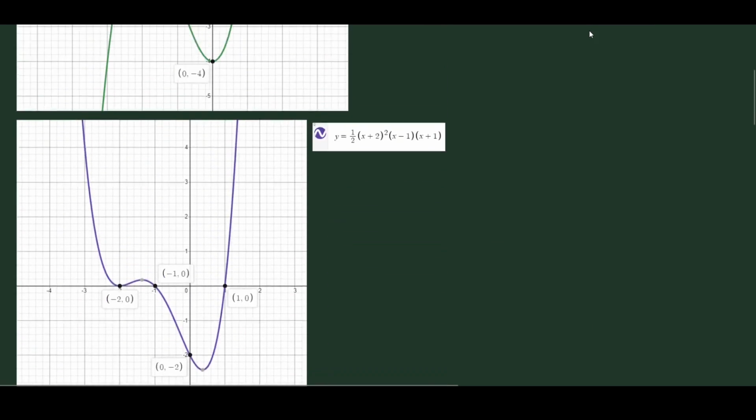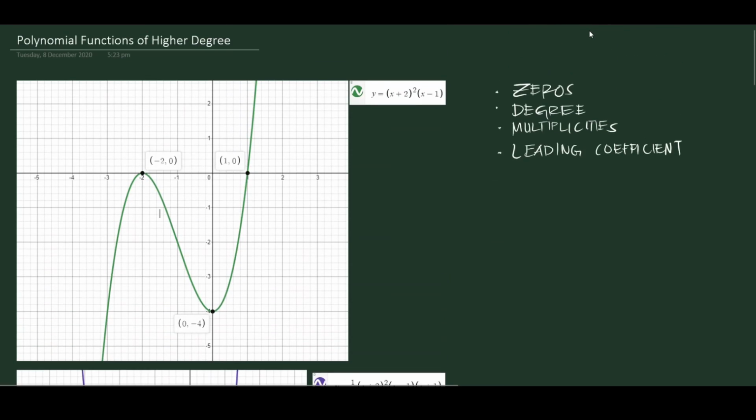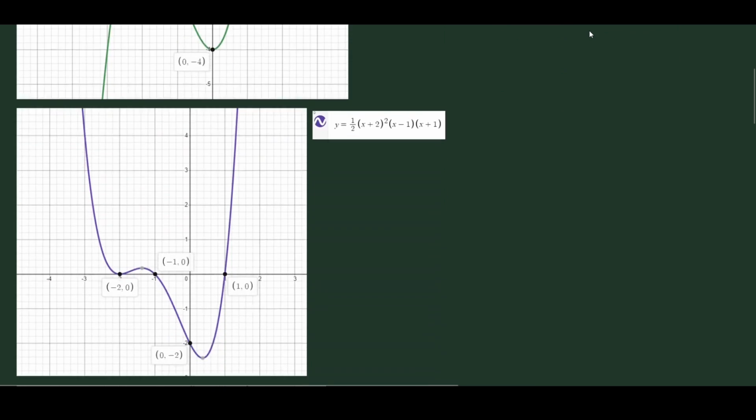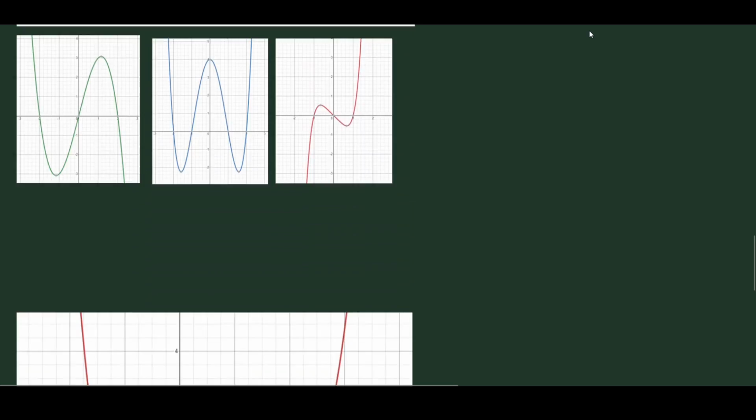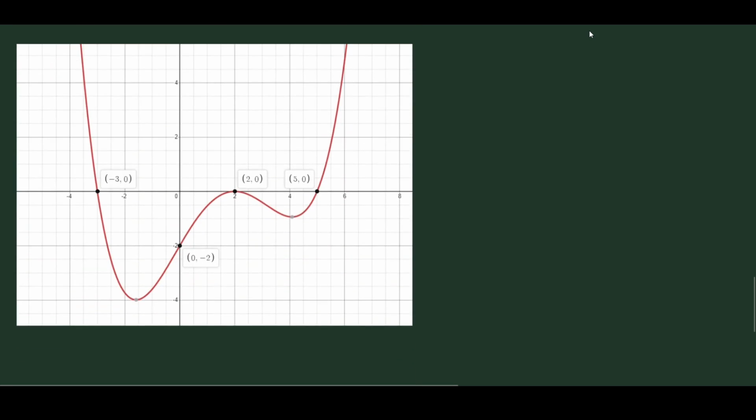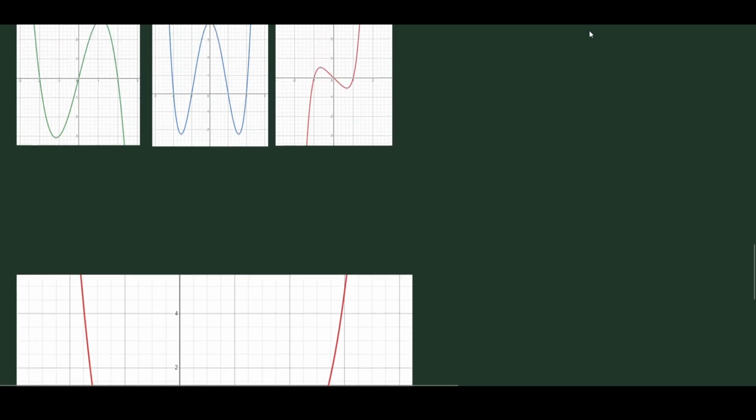Okay, hello everyone. Let us now proceed to polynomial functions of higher degree. So what we're going to do in this lesson is observe the graphs of different functions, then look at their end behavior, and then the last part will be trying to determine the polynomial function given the graph. Okay, so let's start with the first one.